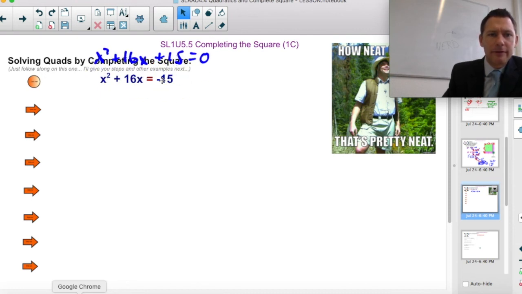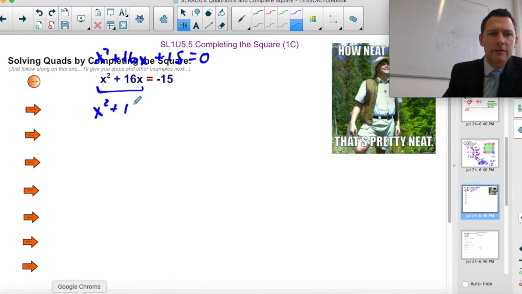I kicked the 15 to the other side because I want to complete the square on this side. And so I want to turn this into x squared plus 16x. I want to complete the square. There's negative 15 still sitting over here. This we want to cut in half, so 8, and then we want to square it.